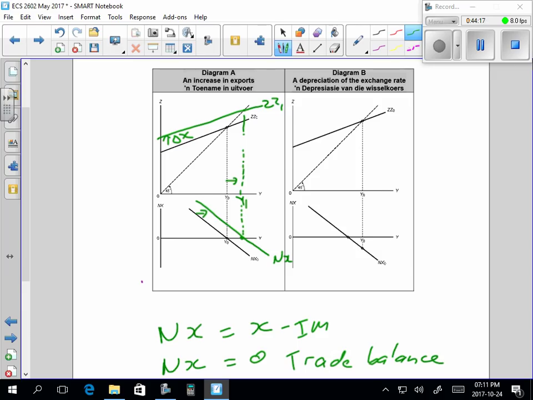In diagram B, they've asked you to show the effect of a depreciation on the exchange rate. If the rand depreciates, what's going to happen? Our goods and services are going to become more competitive on the international market. So Jimmy, the American, will swap fewer dollars for the same amount of rands, or he will swap the same amount of dollars for more rands. Our goods are cheaper, so he will buy more products from us.